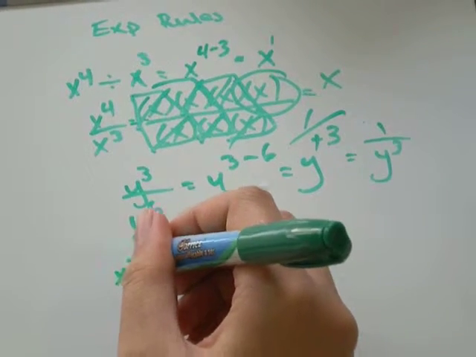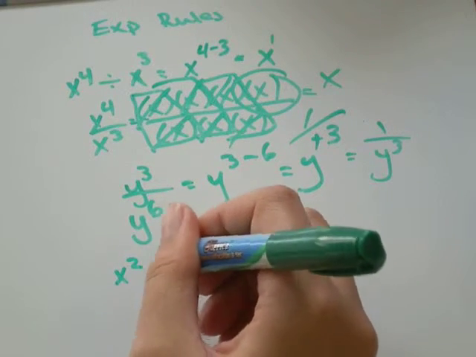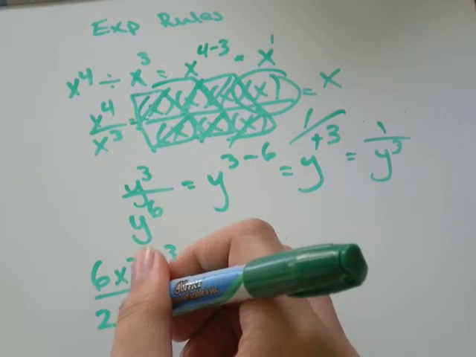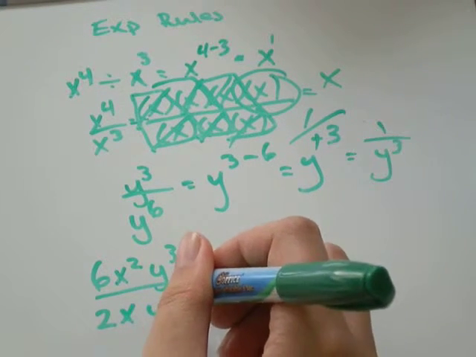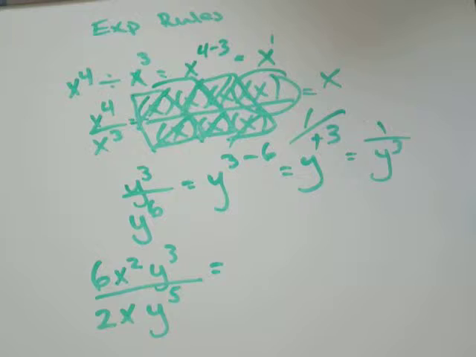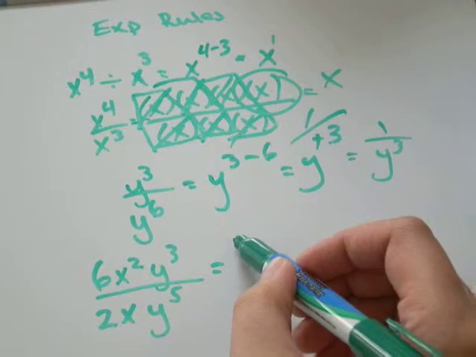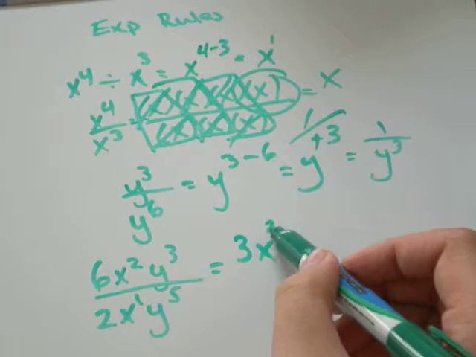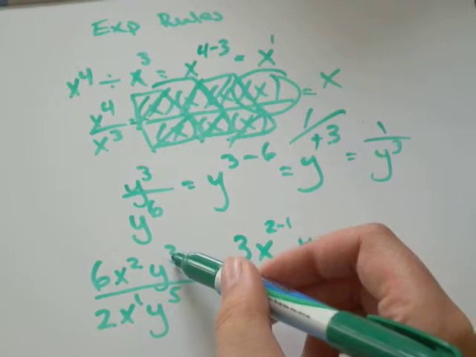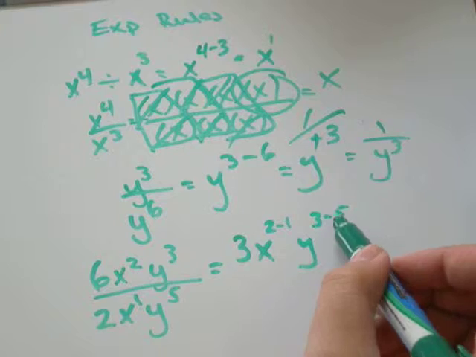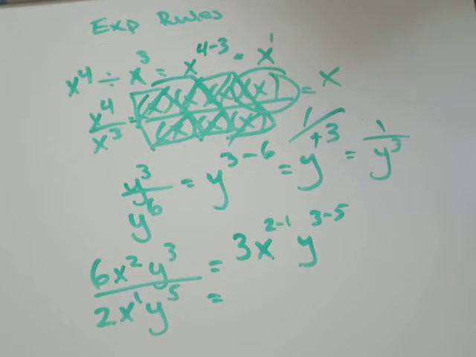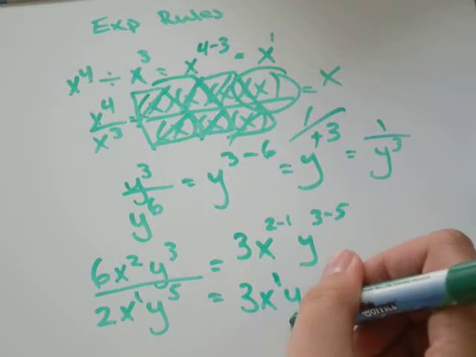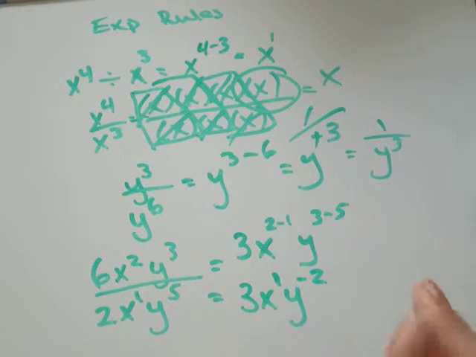And let's say we had 6x squared y cubed over 2x y to the 5th. That would be 6 divided by 2, which is 3. X to the power of 2 minus 1. Y to the power of 3 minus 5. And that would be 3x, since 2 minus 1 is 1. 3 minus 5 would be negative 2.